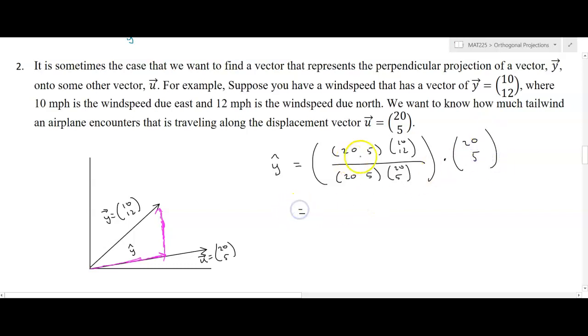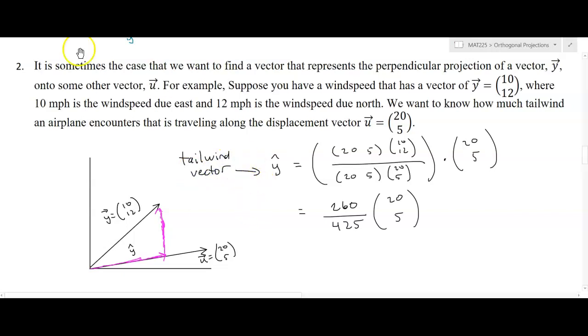So let's see, what do we get here? We get 200 plus 60 is 260, divided by 400 plus 25 is 425, multiplied by the 25 vector. Now, we want to know how much tailwind an airplane encounters. So this is the tailwind vector, but we want to know the magnitude of that tailwind vector.